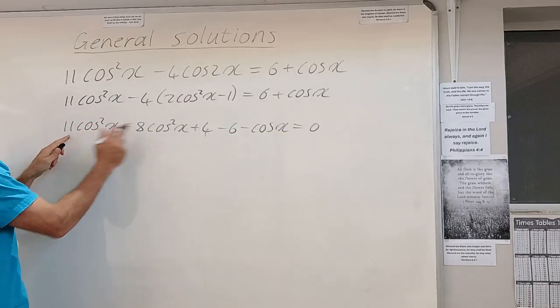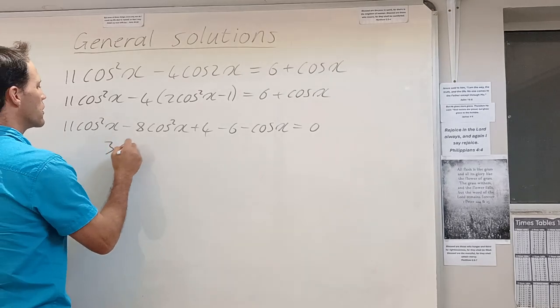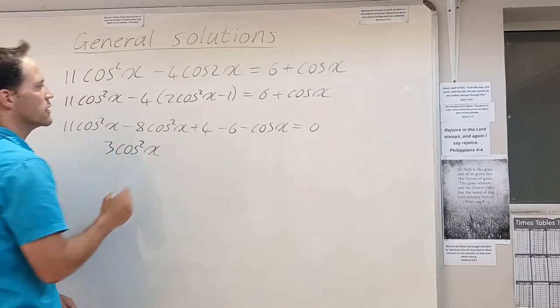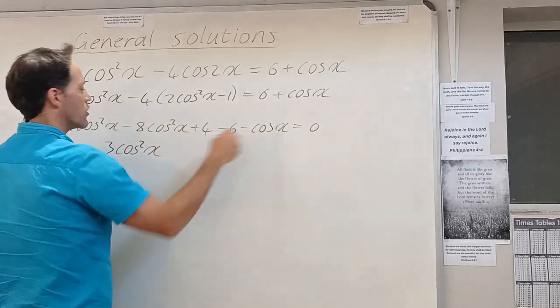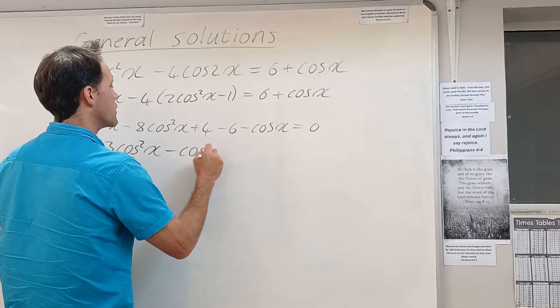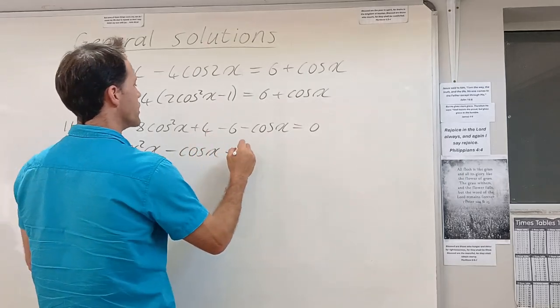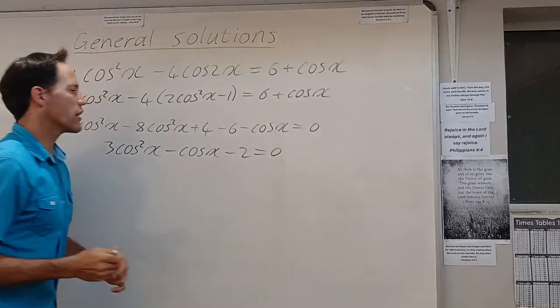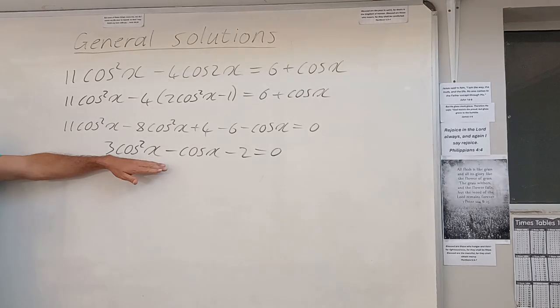Okay, so now 11 minus 8 gives you 3 cos square x. And then there's a minus cos x. And then 4 minus 6 gives you negative 2. Okay, so that's where we are now. Now it's like you can say in standard form.